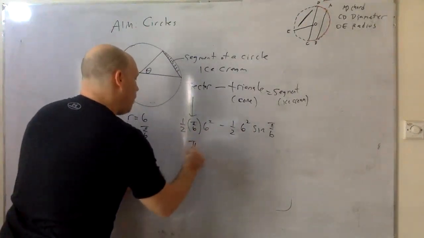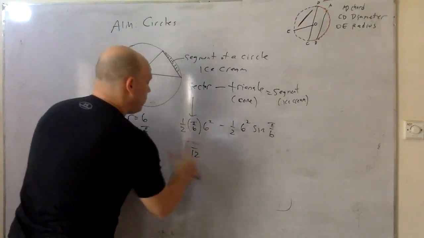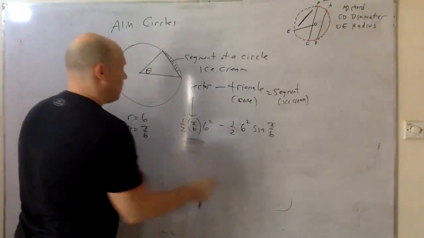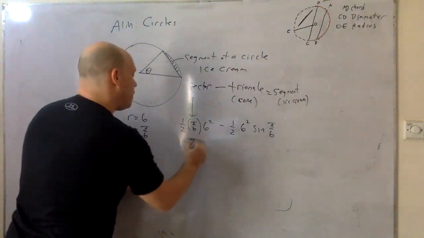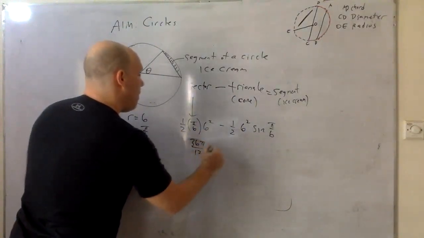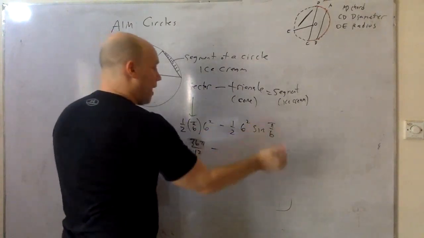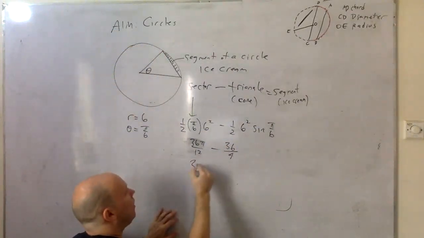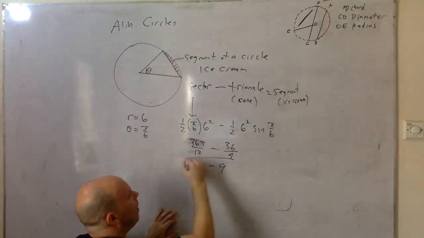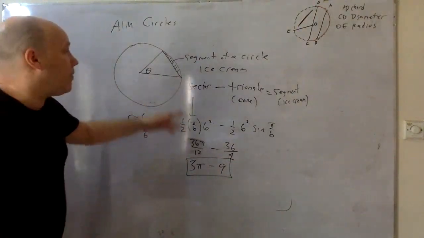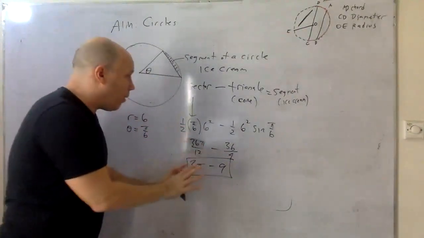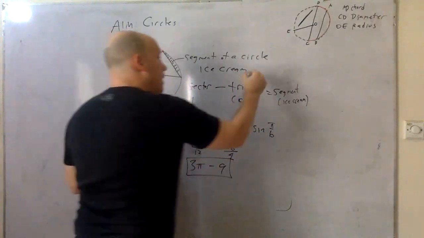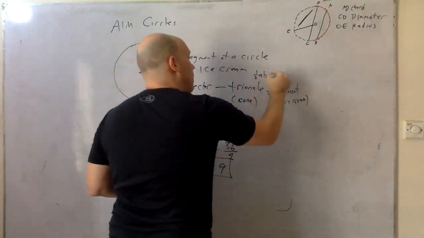Well, let's see. We have 36 pi over 12 minus, well, sine of 30 is 1/2, so it's 36 over 4. And so we have 3 pi minus 9. And that is the area of the segment. So it's very straightforward. Once again, area of the sector, area of the triangle. Once again, use the 1/2 AB sine C.